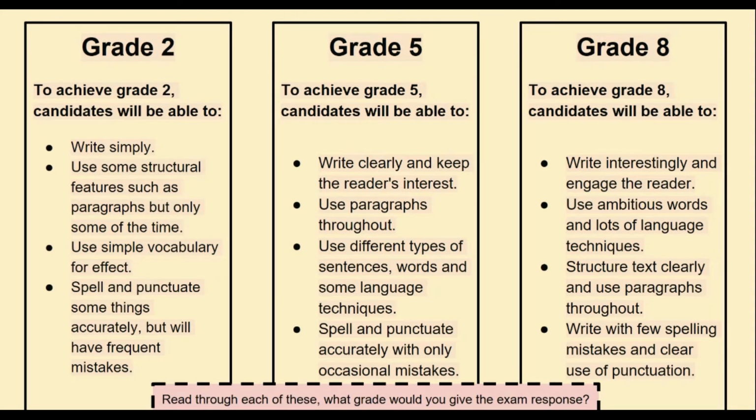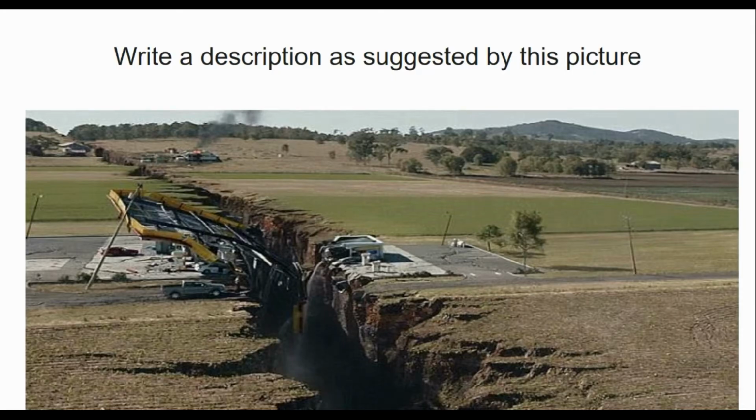Now, later on, you will need to come back to this mark scheme because you're going to be given a grade to an exam response, and you need to be able to say why it fits this grade. So, for Paper 1, Question 5, the writing, you are given a mark out of 40. Okay, and what you need to do is you will either write a description as suggested by a picture, or they'll ask you to write a story. Okay, so here is just an example of one of the pictures that they may use.